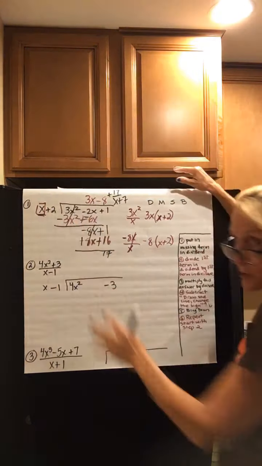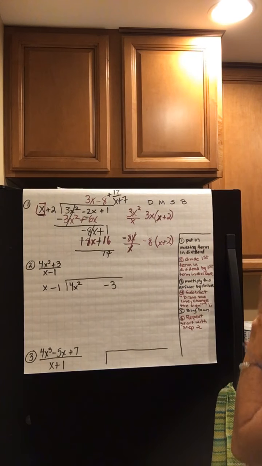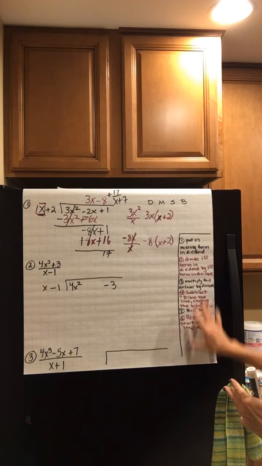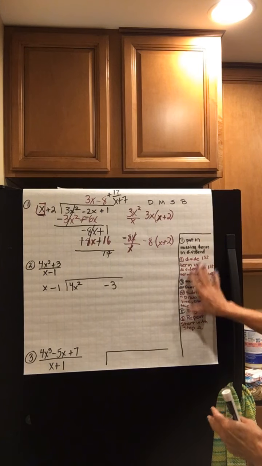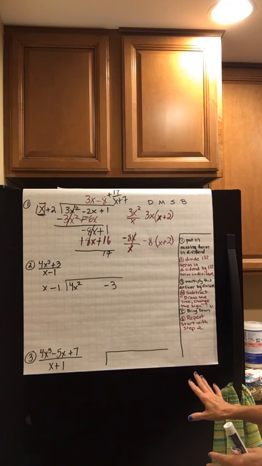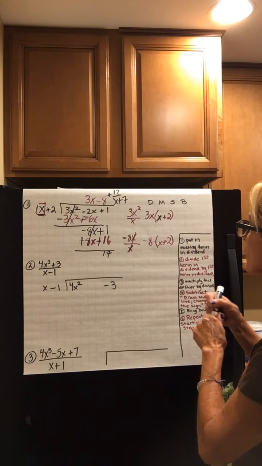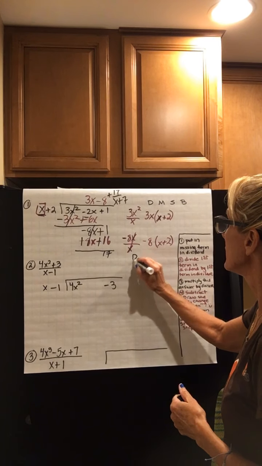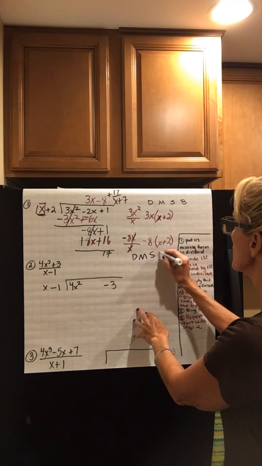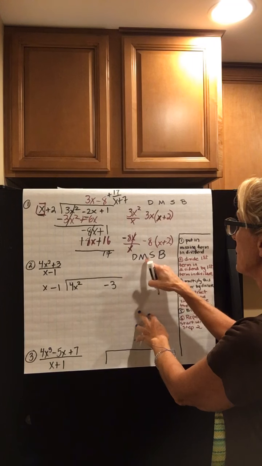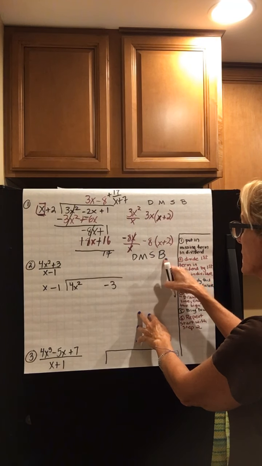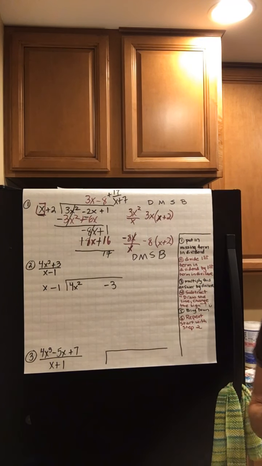Okay, this is on my refrigerator, my little whiteboard here. Hopefully you'll be able to zoom in. These are the steps, and I'm going to explain the steps as I go. So let's draw our little DMSB: divide, multiply, subtract, bring down. That's hopefully going to help you with your steps. You have to do it every time.